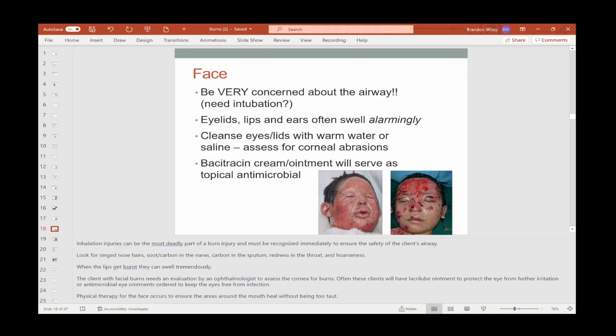Bacitracin cream and ointment is one of the ointments that we will use, or the creams that we will use for the face, for the burns on the face.